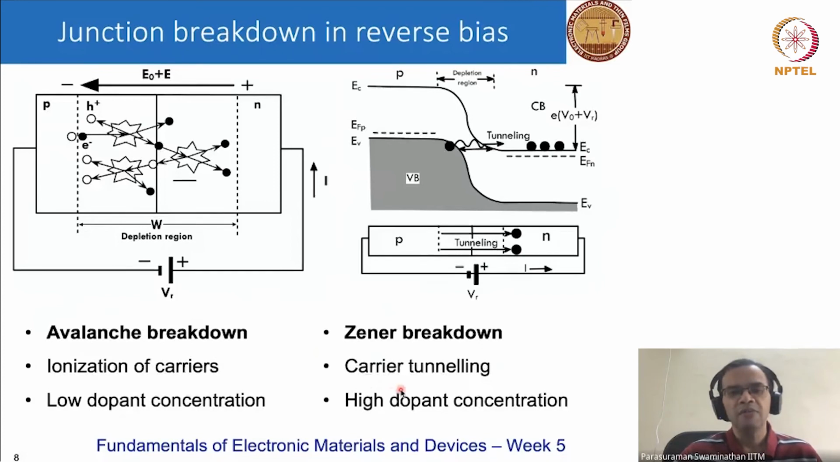On the other hand, if we have a high dopant concentration, the width of the depletion region is small, in which case we have tunneling of the carriers through the depletion region, and this is called Zener breakdown.